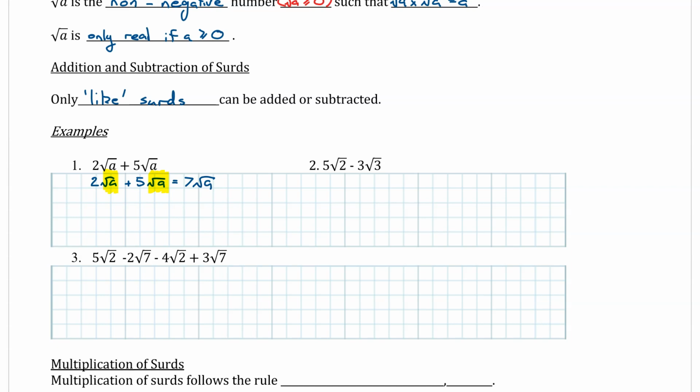Question 2, 5 root 2 minus 3 root 3. Notice that the surd next to the 5 is root 2, but the surd next to the minus 3 is, in fact, root 3. So notice that they're not like surds. Therefore, cannot simplify. So that's as simple as it's going to get.